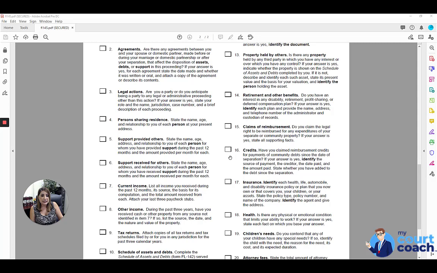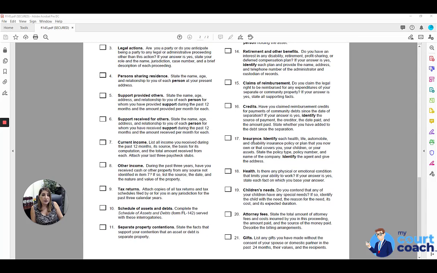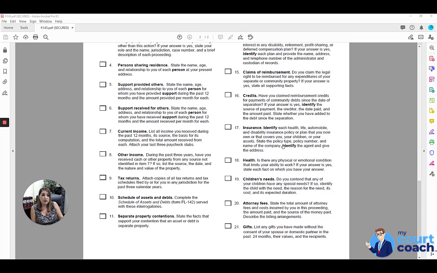Items 15 and 16, again, these are two that are more likely related to a divorce or legal separation case. But 15, if you mark this box, the other side would have to state any legal right to be reimbursed for expenditures of their separate or community property that they believe they have. In item 16, they would have to list any reimbursement credits they believe they're due for payments of community debt since the date of separation. Item 17, if you want the other party to disclose any insurance benefits that currently cover them or their children or assets, you'd mark box 17, and this applies to health, life, automobile, and disability insurance policies.